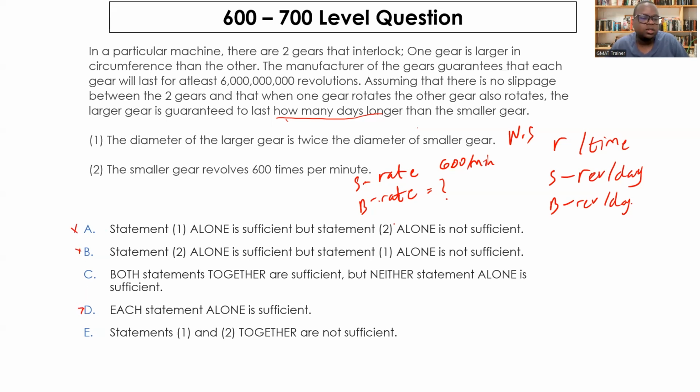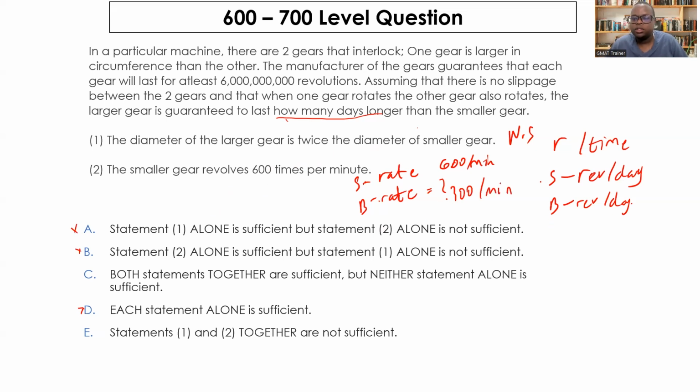Therefore, let's try combining these 2 statements and see what we can get. If you combine them, you have the rate of the small one to be 600 revolutions per minute. And the first statement tells us the diameter of the larger gear is twice the diameter of the smaller gear, which tells us that if the small one makes 2 revolutions, the big one will make 1 revolution. Therefore, if the small one makes 600 revolutions, the big one will make 300 revolutions per minute. That's what it tells us.